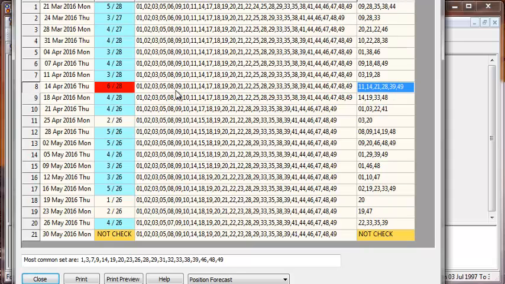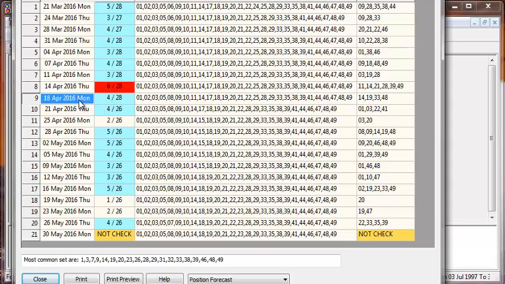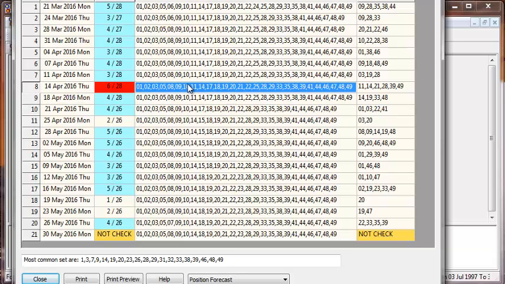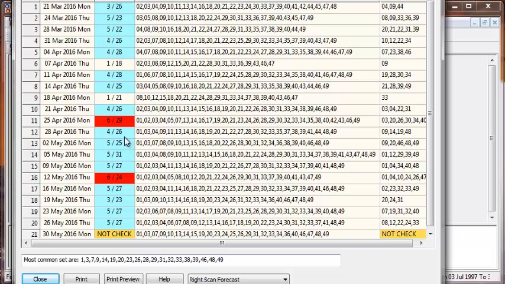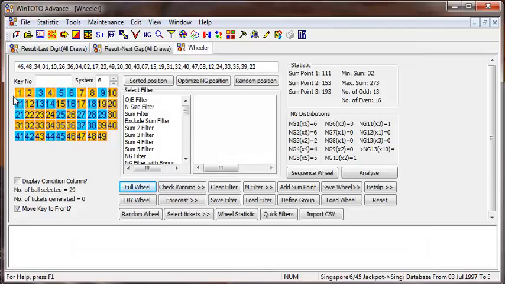Let's take a look at the position scan. Position scan has taken a rest for 2 draws, no hit, and now has started to pick up. But what's most important, on the 14th of April, it forecasted 28 numbers and 6 numbers appear on the 18th of April. So please take note.